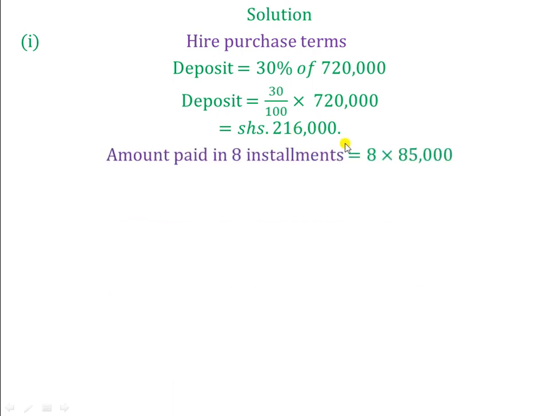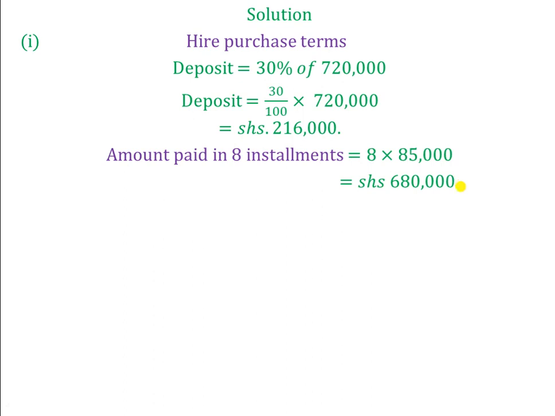Then, in addition to this, we now need to know the amount paid in installments. Remember, they told us there were 8 monthly installments. So in these 8 installments, how much will you pay for the asset? It will simply be 8 multiplied by the amount you're paying for each installment, and in the question, they give us 85,000 for each installment. When you do the multiplication, you will come up with shillings 680,000.